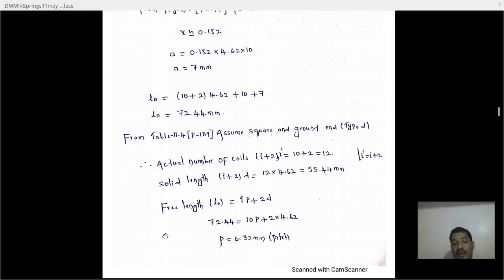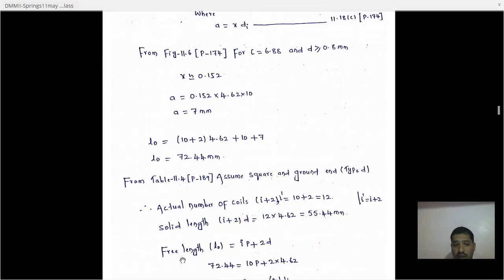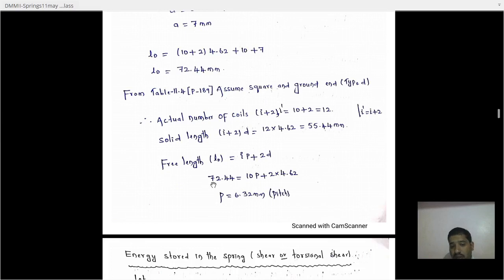The free length of the coil is i, the number of turns, into pitch, plus 2 into diameter. L0 we have already solved here, 72.44 mm. 72.44 mm equals the number of turns, 10, into p, the pitch we need to find out, plus 2 into d, how much? 4.62. So if we move it over, 72.44 minus 2 into 4.62, divided by 10, then you will get the value of the pitch as 6.32 mm. This is the pitch of the spring.